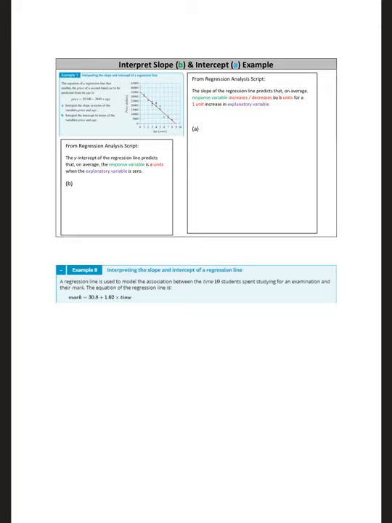In this video, I'll be going through interpreting the slope and intercept when you have the least squares regression equation. You should have done a few examples in your textbook creating the least squares regression equation. If you're unsure how to get the equation, you'll need to go back and watch the videos going through those calculator steps, because I won't be going through those in this video.